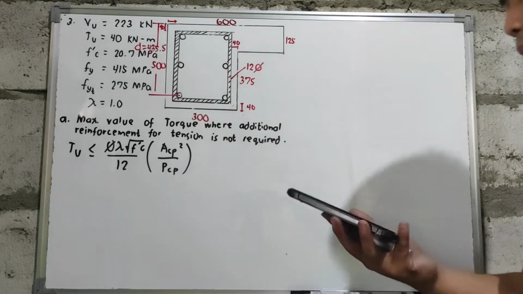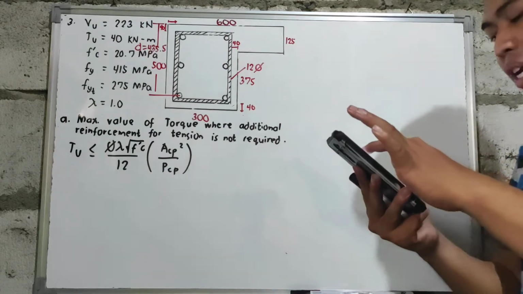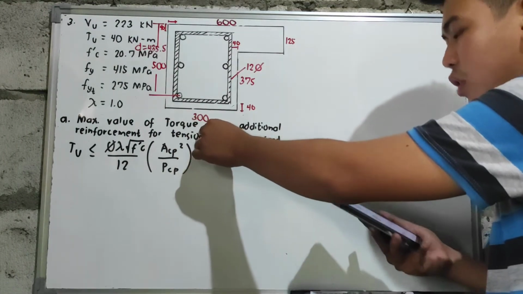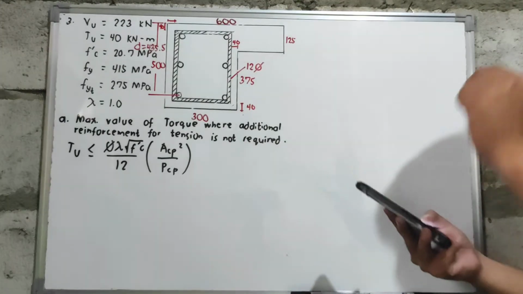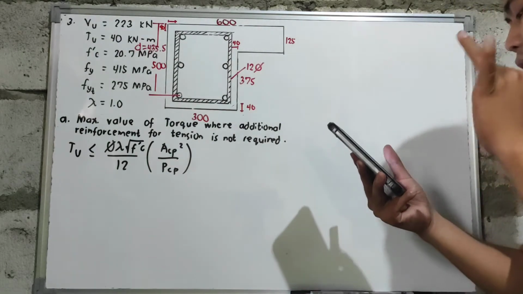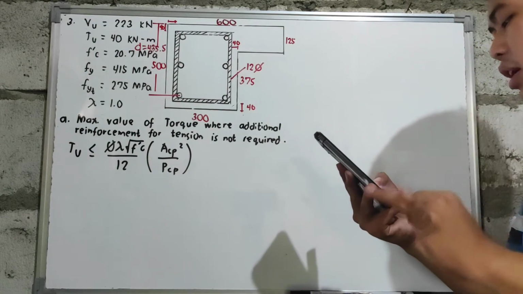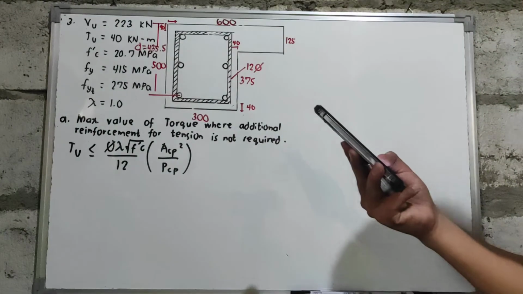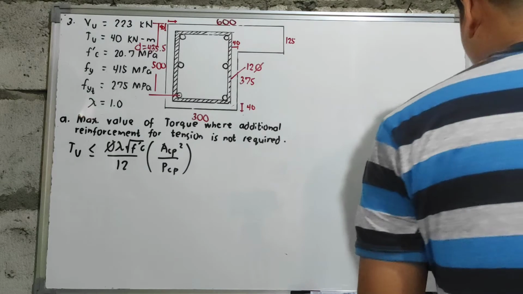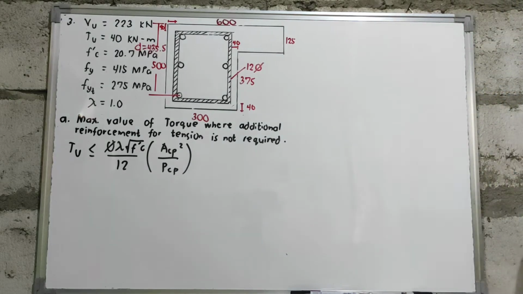So for this section, we are required to compute the maximum value of torque where additional reinforcement for torsion is not required. Second, determine the required spacing of the 12 mm diameter transverse torsional reinforcement. And lastly, determine the additional area of longitudinal steel required for torsion. So first, let us solve the maximum value of torque where additional reinforcement for torsion is not required.